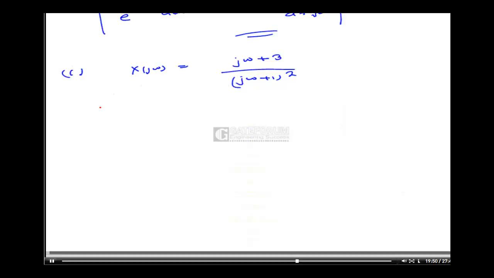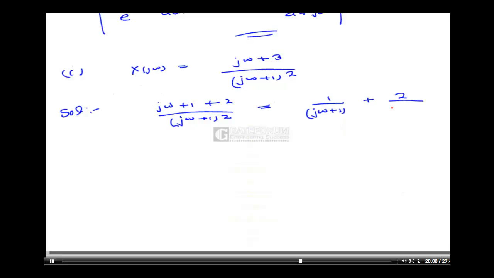Okay, so solution. I can write it as (j omega plus 1 plus 2) upon (j omega plus 1) whole square. This is equal to 1 upon (j omega plus 1) plus 2 upon (j omega plus 1) whole square. Okay, so x of t will be e to the power minus t u of t plus 2t e to the power minus t u of t. Okay, we have used the property here.